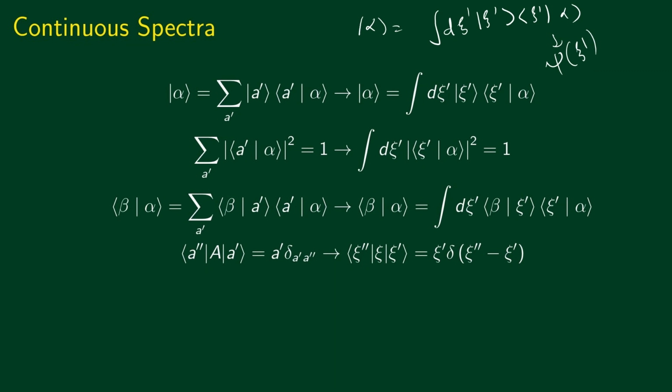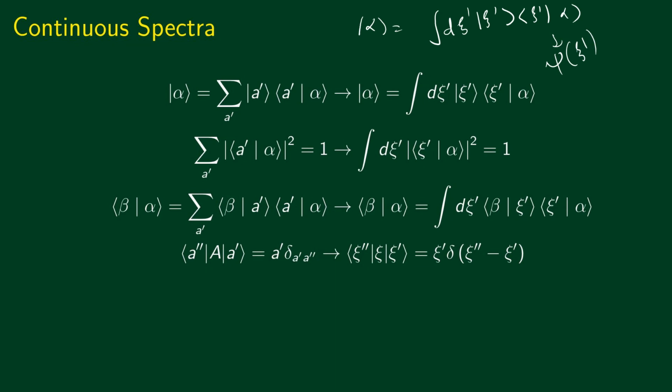Now, the normalization condition, the idea that the sum of the probabilities has to add up to 1, can be written as follows. So here there's a sum over a prime, and you are basically adding up all the probabilities. So the modulus square of the probability amplitudes.